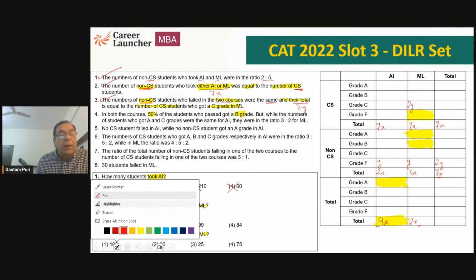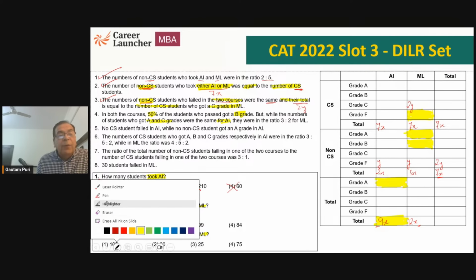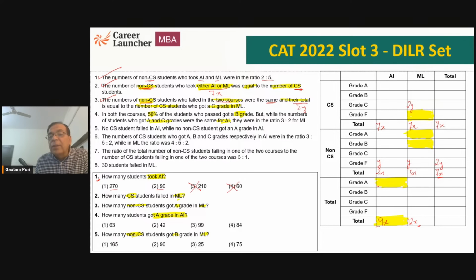So I will hold on with this. What does it say? The number of students who got A and C grade was same for AI. So if this is A, this is also A. Okay, so these are same. And what will this be? This will be 2A. And this is something we don't know. So we can leave this statement at this point of time. But what I understood is these two are same, 50%.